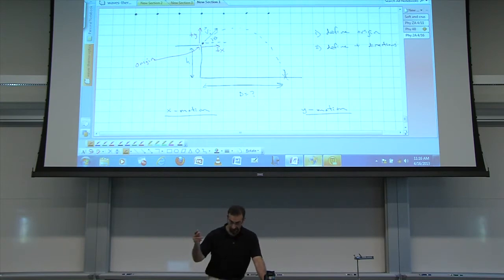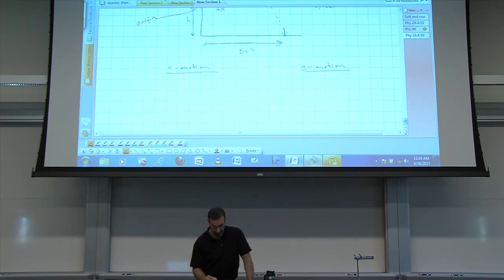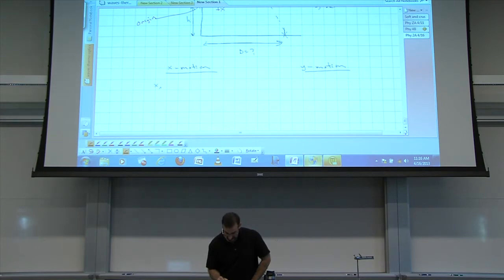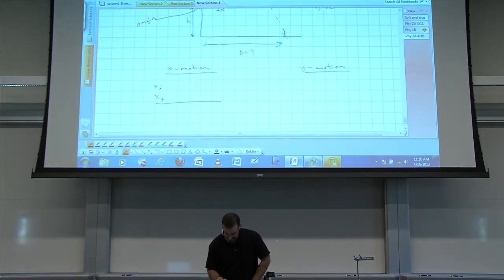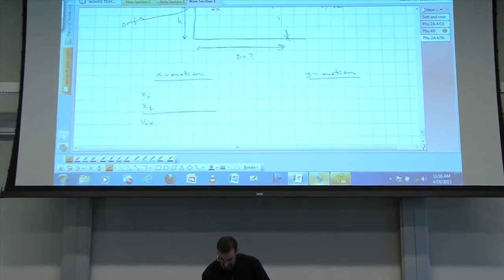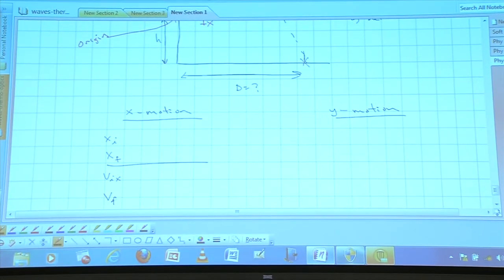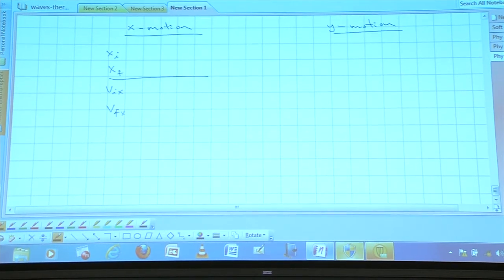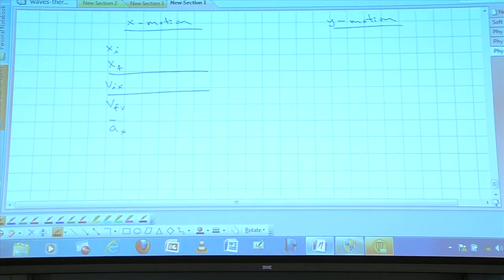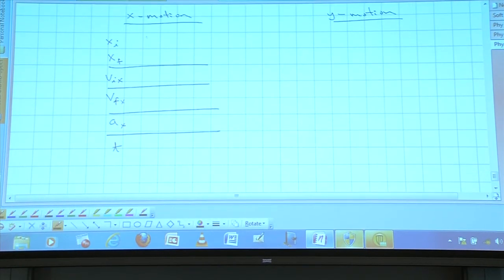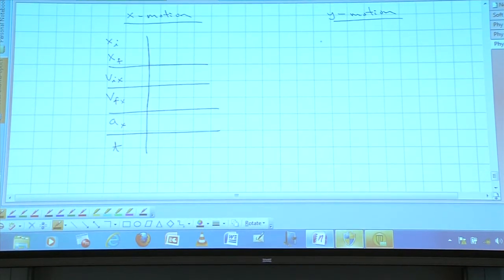So we define the origin, define our positive directions. Now we fill in our charts, right? So this is going to be x initial, x final, velocity initial in the x, velocity final in the x, acceleration in the x, and time. And in the y, y initial, y final, v initial in the y, v final in the y, acceleration in the y direction, and time.